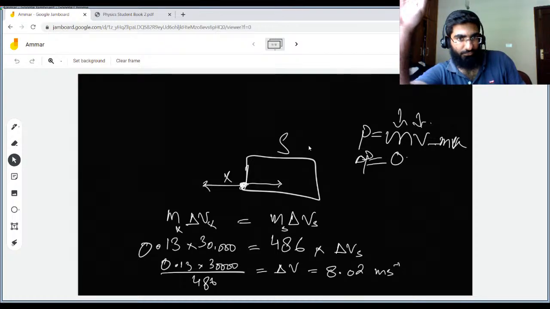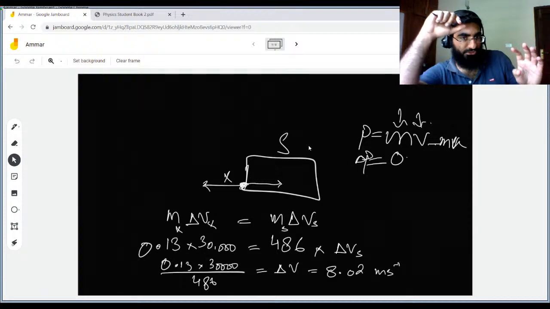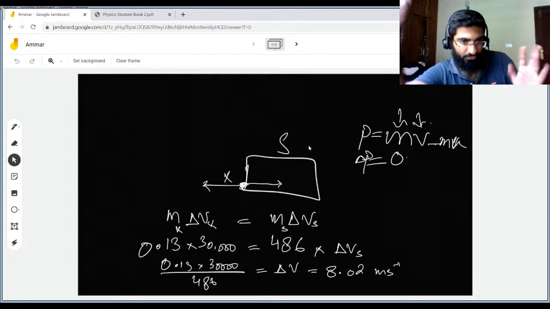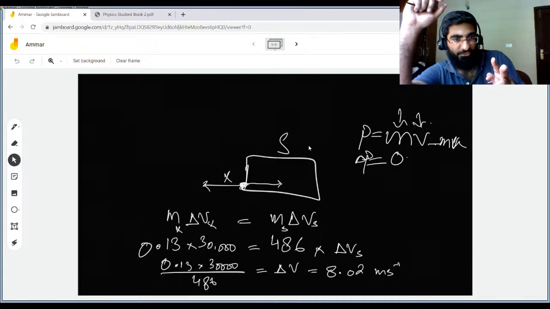If two objects are in a closed system, and one gains momentum, the other gains momentum in the opposite direction. That is Newton's third law, action and reaction. Now we'll see what is causing this change of momentum.